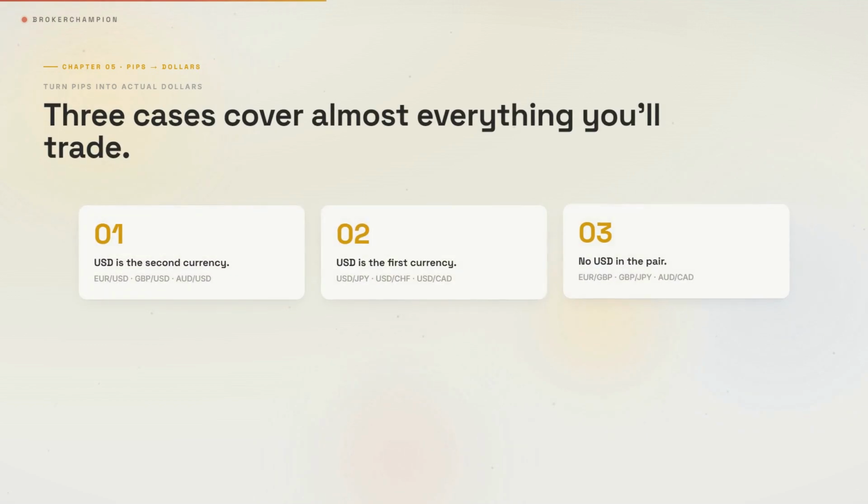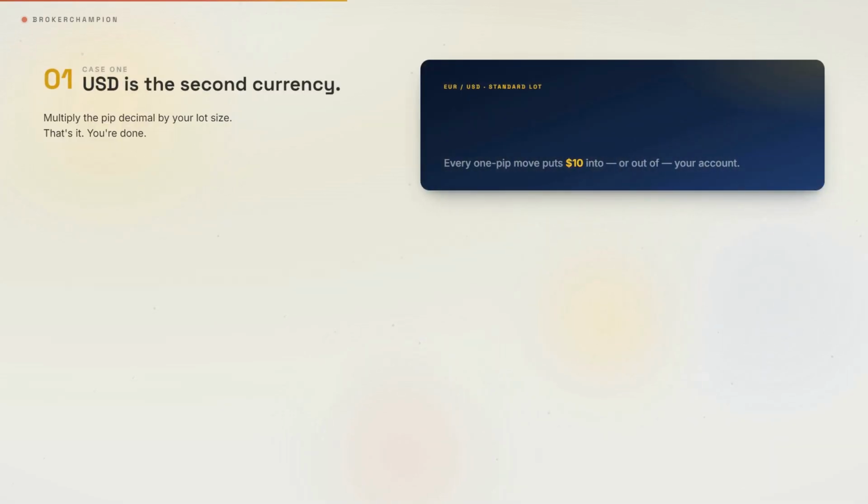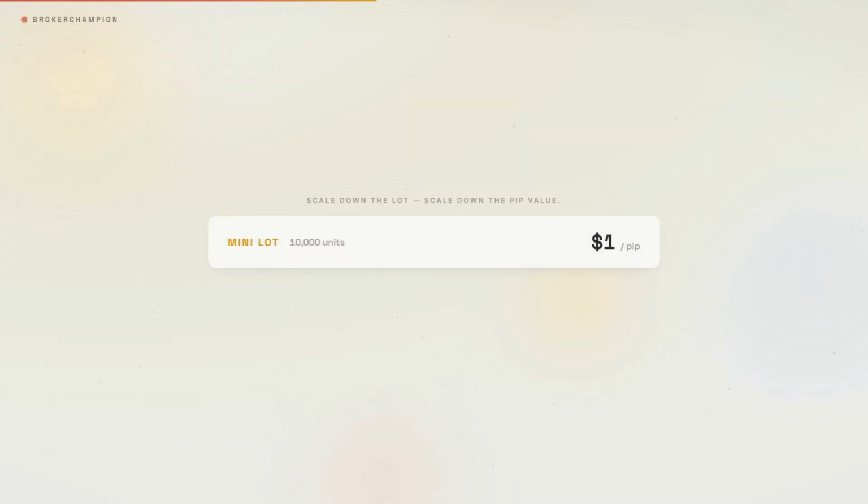3 cases cover almost everything you'll trade. Case 1. USD is the 2nd currency. EUR/USD, GBP/USD, AUD/USD. This one's clean. Multiply the pip decimal by your lot size and you're done. One standard lot of EUR/USD is 100,000 units. So 0.0001 times 100,000 equals $10 per pip, meaning every 1 pip move up or down puts $10 into or out of your account. Mini lot, 10,000 units, is $1 per pip. Micro lot, 1,000 units, is 10 cents per pip.